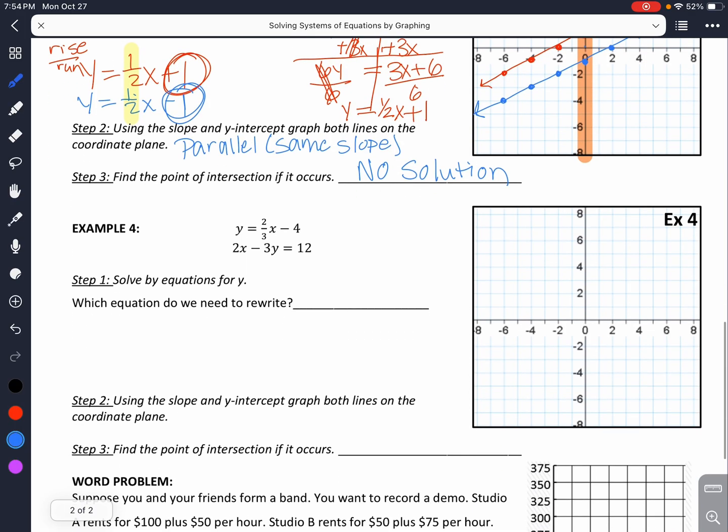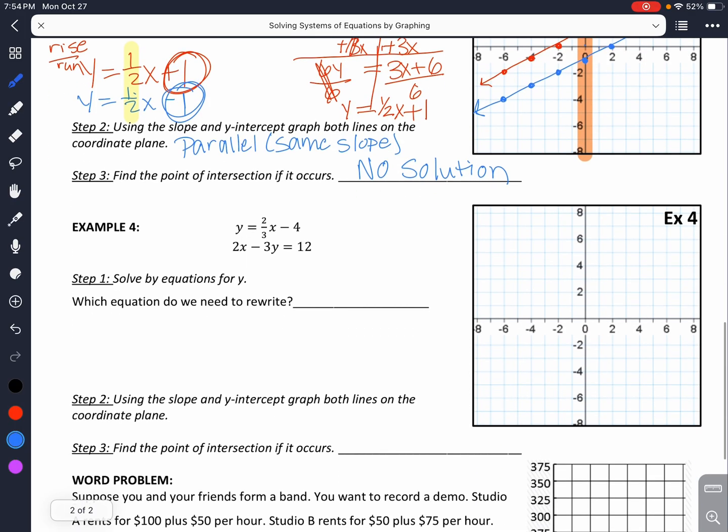All right. So for example 4 here, again, we have an equation that we need to rewrite, and that is our second one. So we have 2x minus 3y equals 12, okay? Again, I want to solve that for y, so pause the video, see if you can solve it for y equals, and then resume it once you think you have your answer, okay?